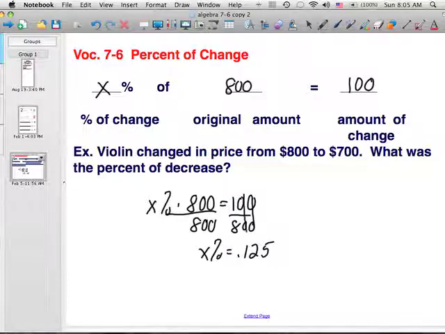If you recognize it, that's the fraction 1/8, which we memorized the decimal is 0.125. And then to change a decimal to a percent, you move it 2 to the right. So it's 12.5%.